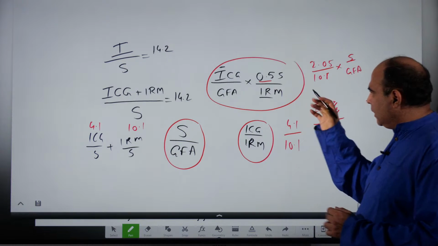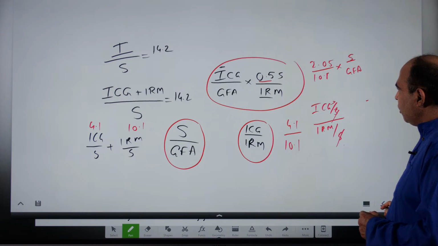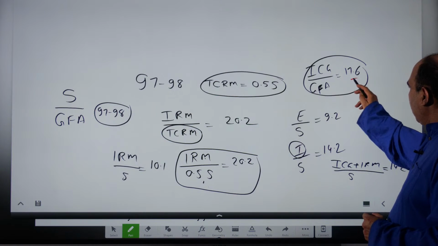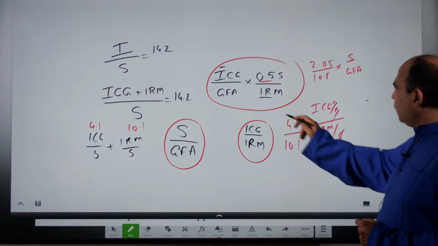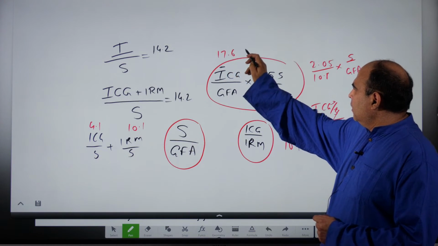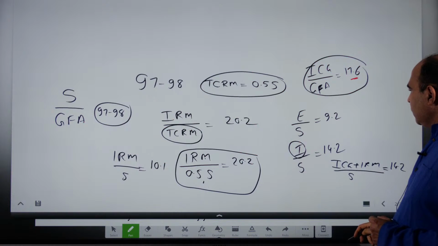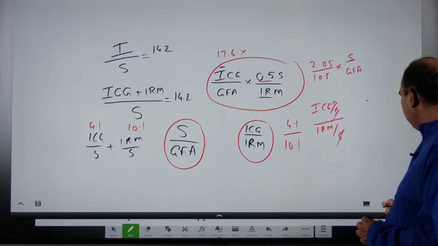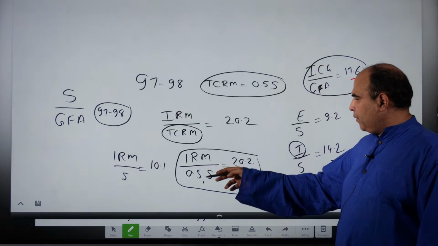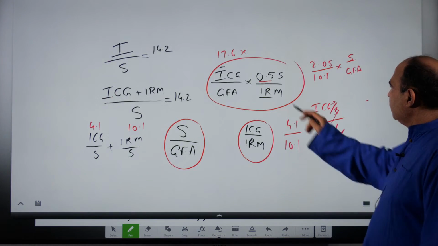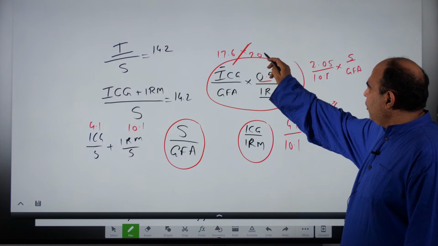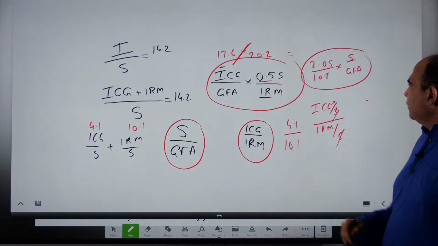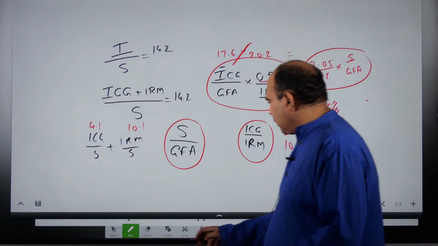right? But where did we get this ratio from? We got this ratio from ICG upon IRM, ICG upon GFA. This ratio was 17.6 into IRM upon 0.5 S, so divided by 0.5 S upon IRM divided by 20.2. So this will be divided by 20.2. This is equal to this value. So if you solve this, I think you should get an answer.